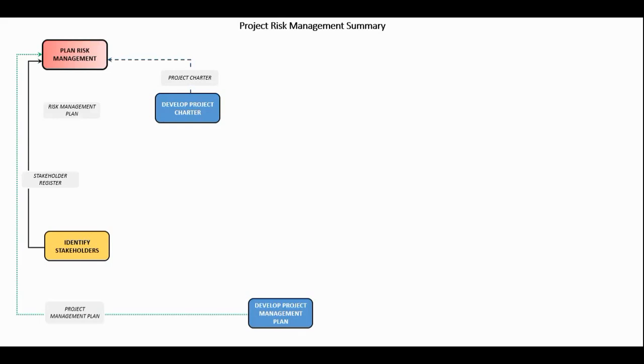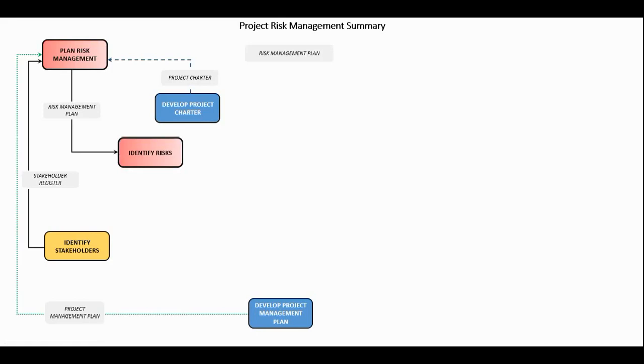Now, what do we get out of plan risk management? We get the risk management plan, and the risk management plan feeds all of those other risk management processes within the planning process group. In fact, if you take a close look at risk, you'll find out that there are 6 processes in the PMBOK Guide 5th edition, and 5 of them are in planning. 1 is in monitoring and controlling. So you're going to see the risk management plan being fed to 4 processes here.